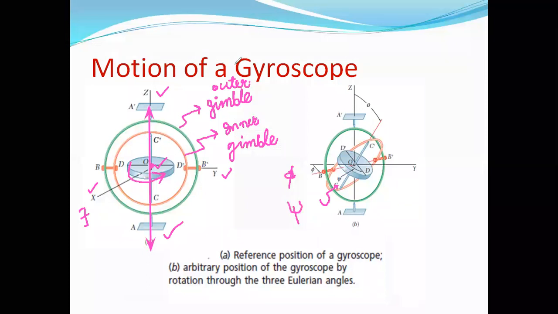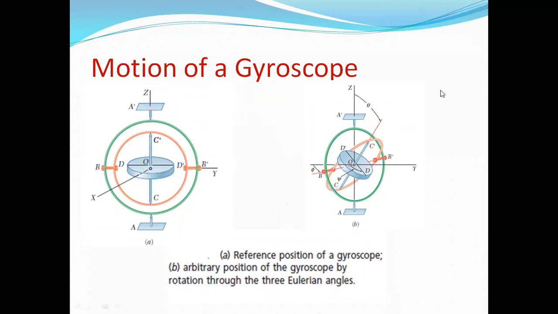The inner gimbal is free to rotate about the y axis. So as we give motion to the inner gimbal, it will try to rotate along the y axis. The angle that is described is called the angle theta. Angle phi, angle psi, and angle theta, these three angles are called the Eulerian angles.